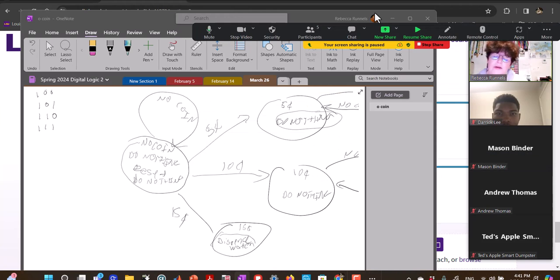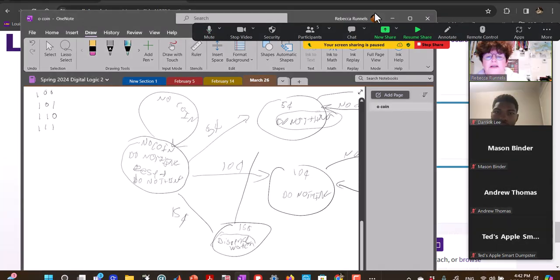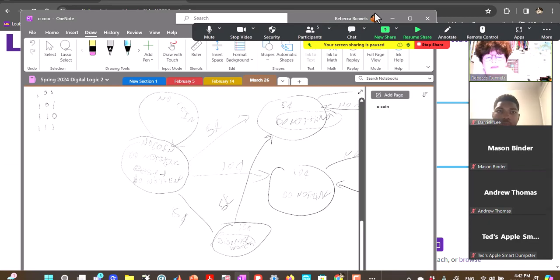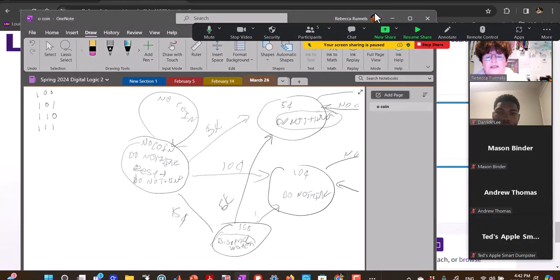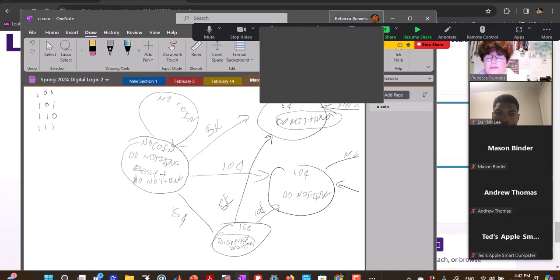Now, I may have done this wrong last time. If you've dispensed your water, you are good to go. You don't have any change left. So if you get 5 cents, you would go to the 5 cent state. If you get 10 cents, you would go to the 10 cent state. Oh, I messed up, right?